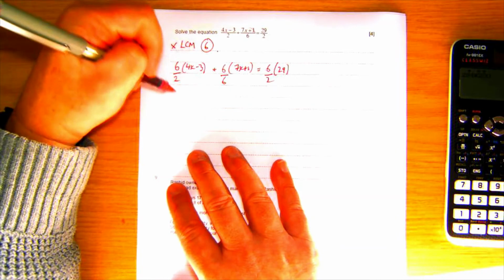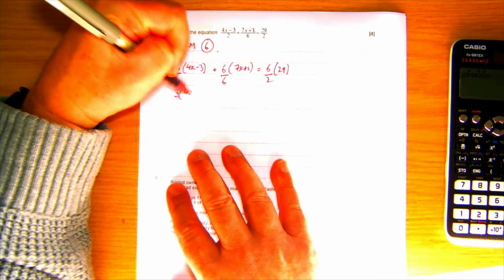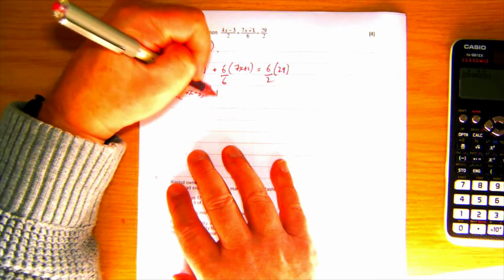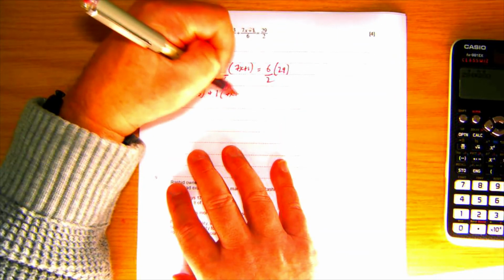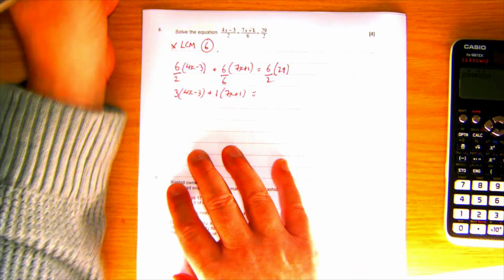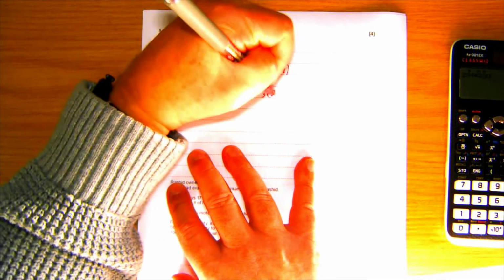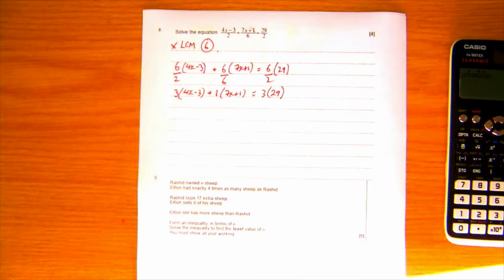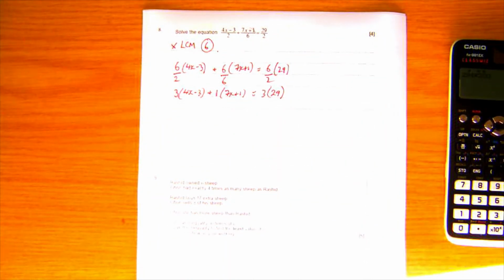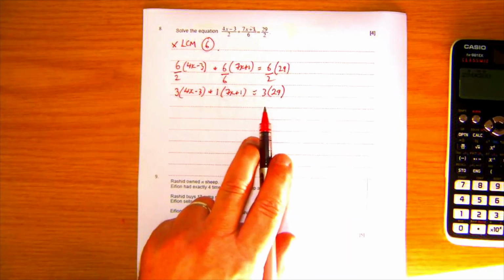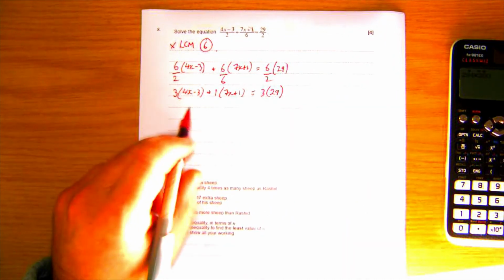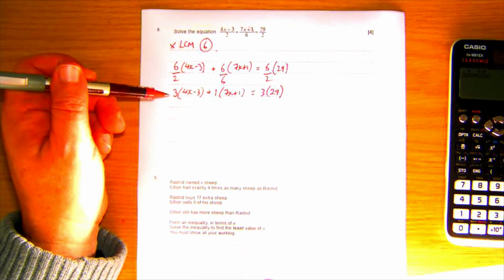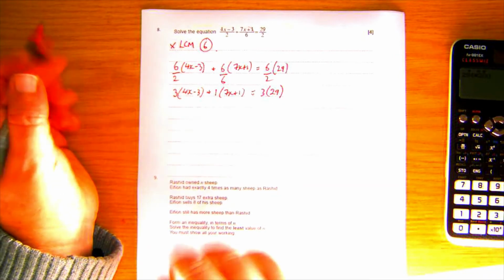6 divided by 2 is 3. So what I've done is got rid of that fraction. 6 divided by 6 is 1. 6 divided by 2 is 3. So that gets us into the marks. I've eliminated my fraction. Once I've done that, that's the end of the grade B skill. We're now down to grade C skills, where we're just dealing with an equation with brackets.